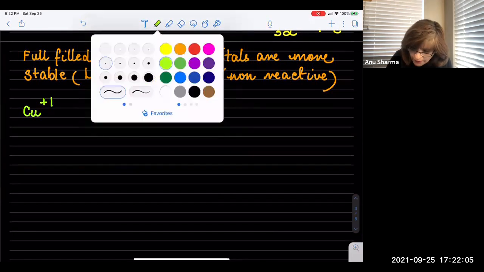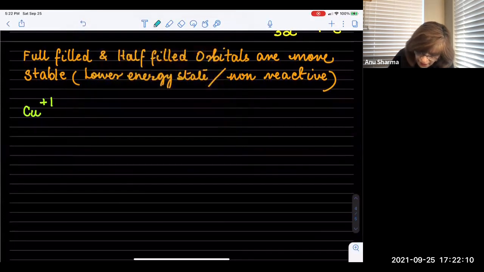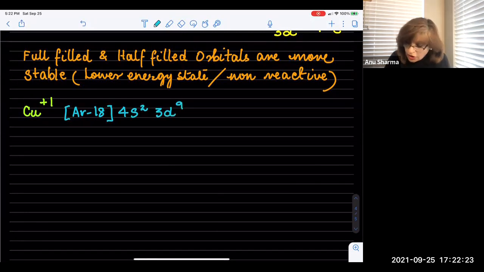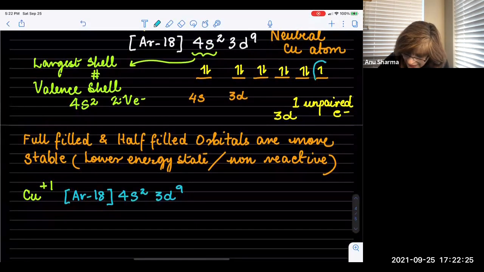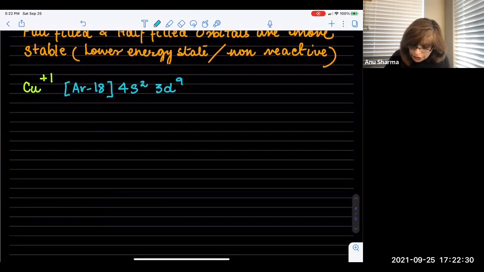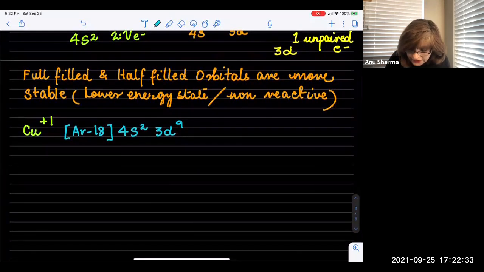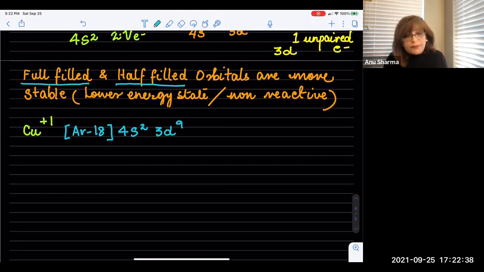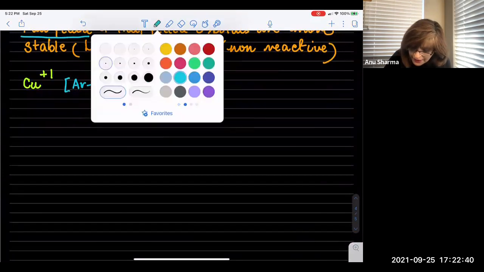In what condition is that? Here is this copper's inner core, argon, 18 electrons. Outer core, 4s2, and you have 3d9. So where is that one electron going? It's not this one; this is an unpaired electron, that's fine. But it is not this one that leaves, for the most part, because we want half-filled or fulfilled, which is more stable. So internally, there is an internal jumping that happens.